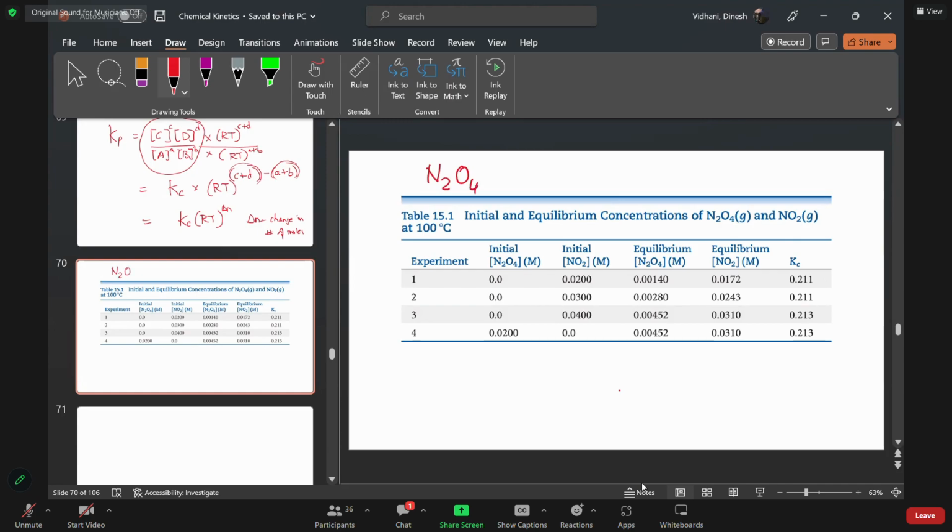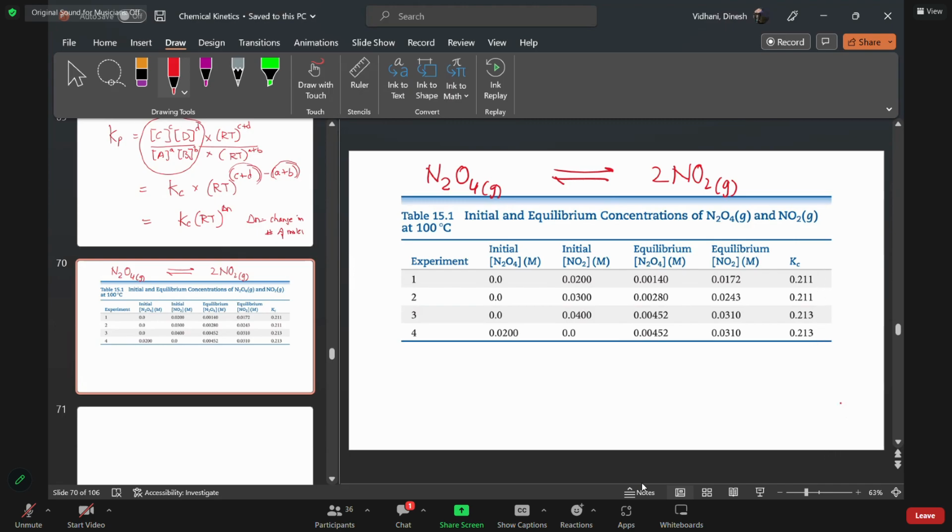N2O4 is a colorless gas. When it decomposes at higher temperatures, it will give you NO2 gas. NO2 gas is a brown color gas. So this is the reaction that is happening. Now, for my experiment number 1, see what I'm saying. My initial concentration is 0, because that's where I'm starting. But then I have my initial concentration of NO2 gas, which is this one. At equilibrium, I'm seeing these two values, and I'm getting the Kc value like this.